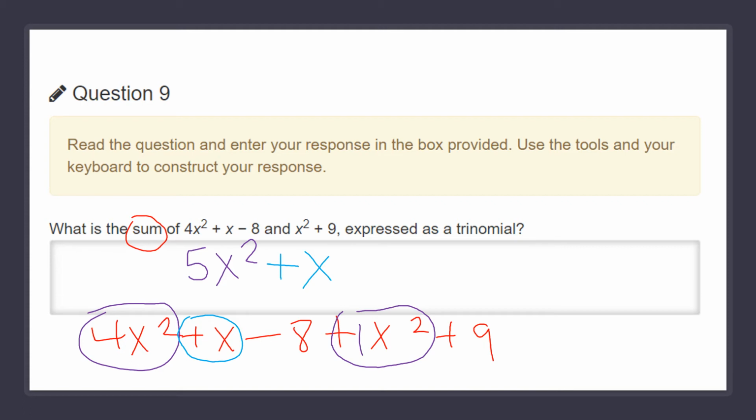And then finally, we are going to look at our constants. We have a -8 plus 9, and -8 plus 9 is a +1. So what is the sum expressed as a trinomial? 5x squared plus x plus 1. It does have 3 terms, which means it's a trinomial, so that is a good thing.